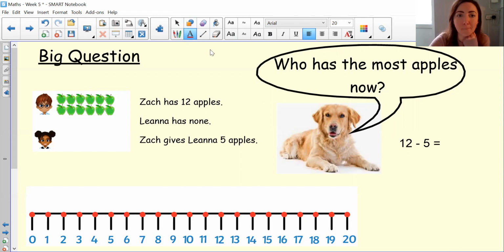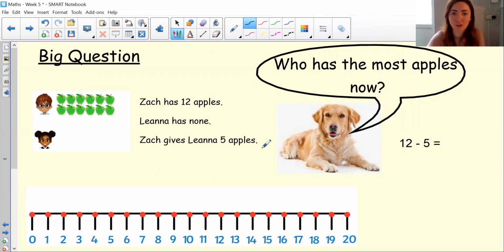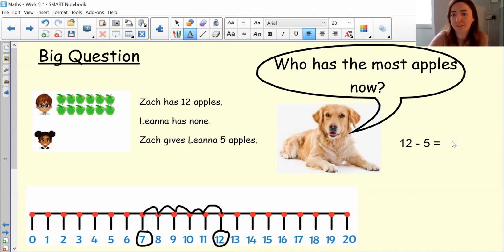But I'm going to use a number line, just because that's what we've been practicing lots of. So 12 subtract 5. So I'm finding 12. I'm going to make 5 jumps backwards. I'm counting backwards because I'm subtracting. 1, 2, 3, 4, 5. Okay, so I've landed on 7. So 12 subtract 5 equals 7.